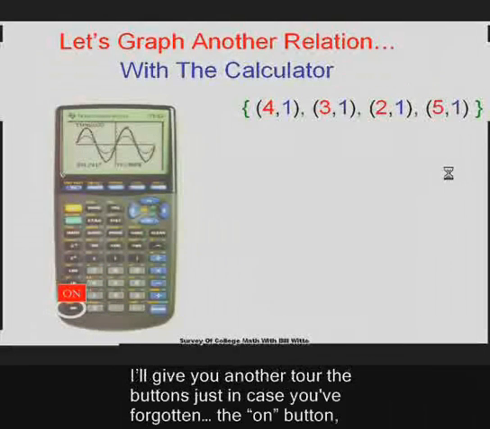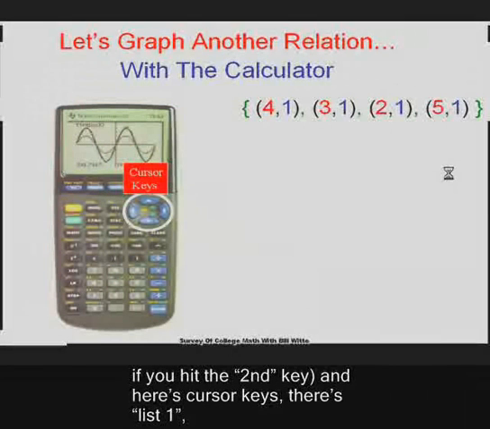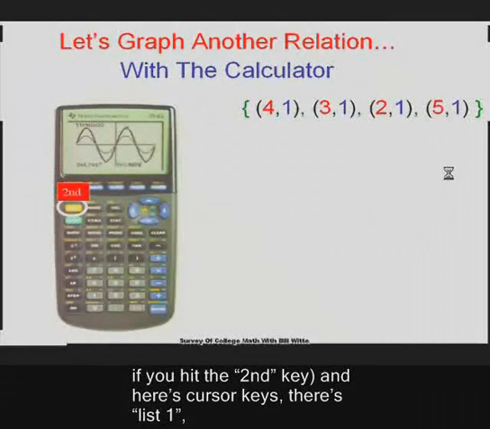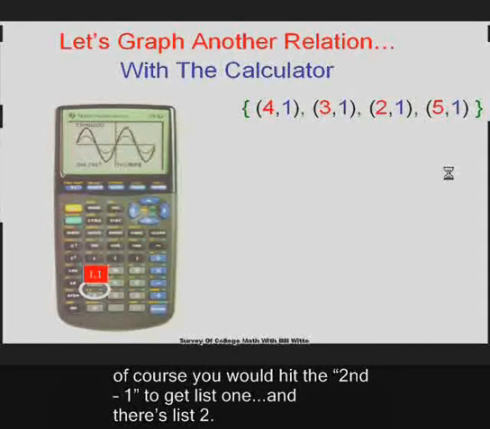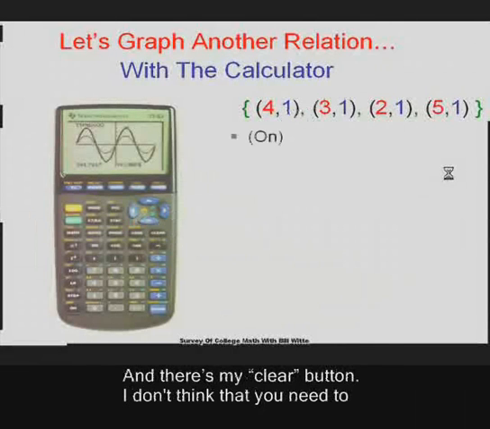Let me give you another tour of the buttons, just in case you've forgotten. Of course, the on button, the enter button, the stat button, the y equals, also known downtown as stat plot, if you hit the second. Okay, and there's cursor keys, the graph button, there's the second, that's the way we're going to get our stat plot, and there's stat plot. There's list 1, of course you'll have to hit second 1 to get list 1, and there's list 2, and I'm sure you can imagine they go all the way out through 9, and there's my clear. Okay, I don't think you have to turn it on, but if you do, go ahead and do so.